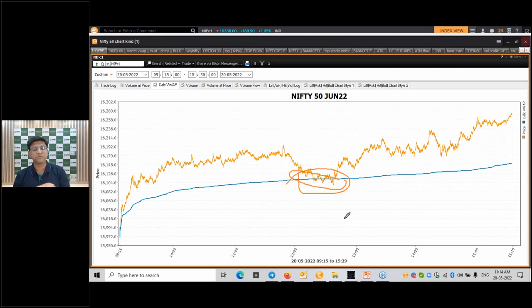So either you can use a VWAP. When the VIX is less than 20, then this VWAP works very well. And when the VIX is more than 20, 25, 30, 35, any level, in that case you use a candlestick chart, so that will give you an edge.